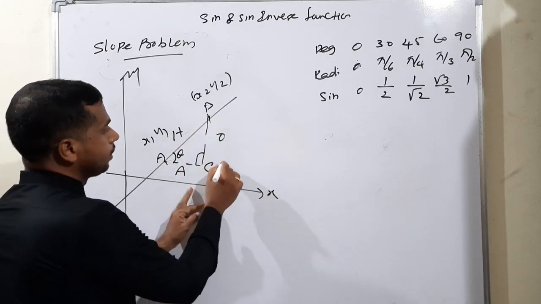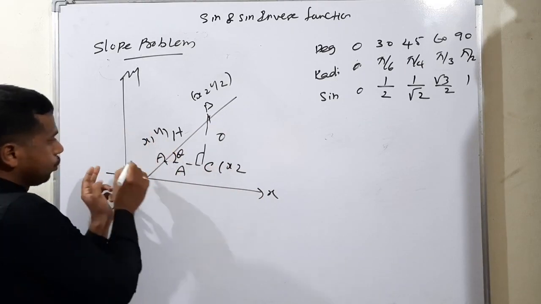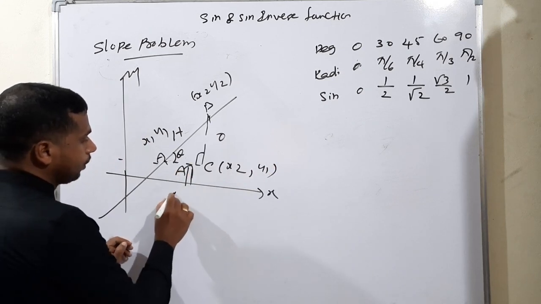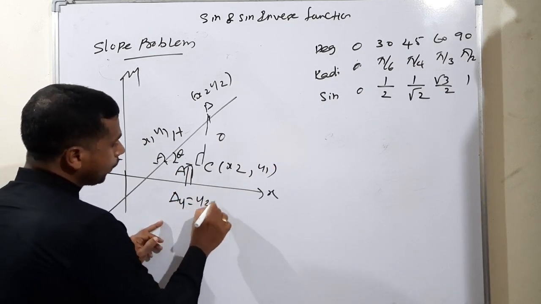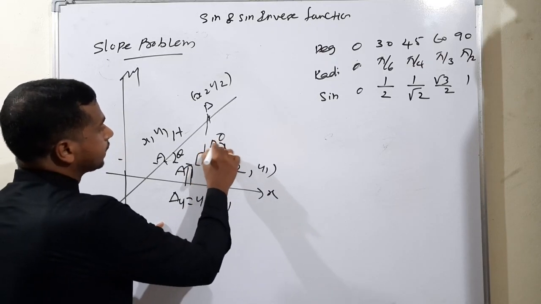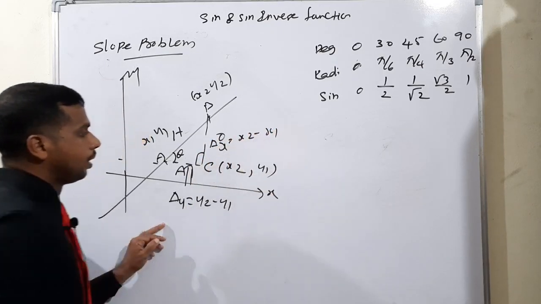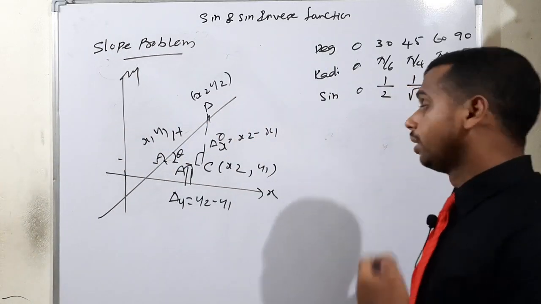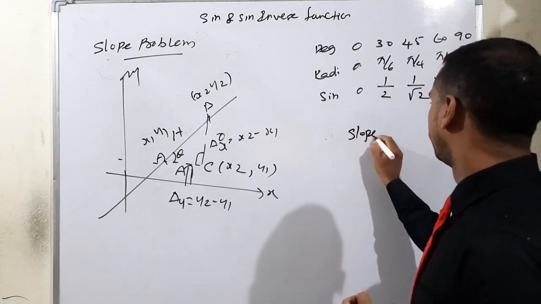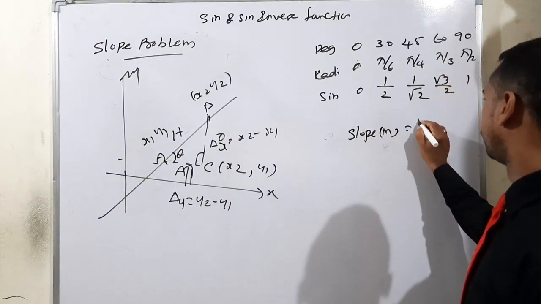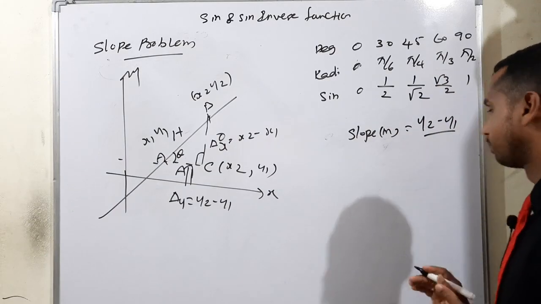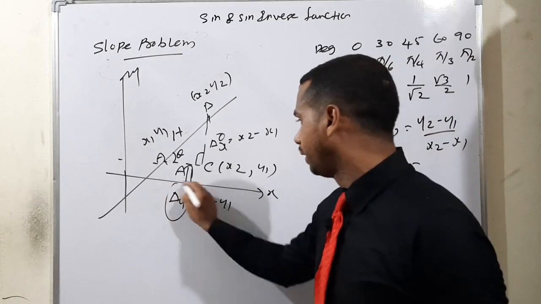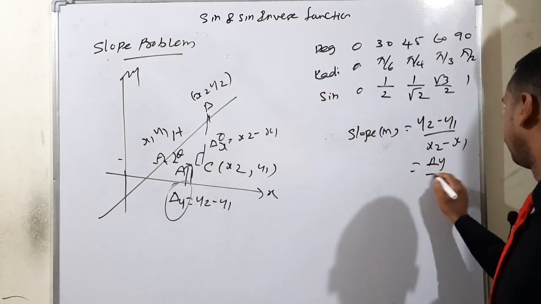On the x-axis we can write this as x2, and the point meeting the y level we can write as x2 comma y1. Therefore, the adjacent side del x is x2 minus x1, and del y is y2 minus y1. So what is the formula for the slope? Already you know, isn't it? Slope m is equal to y2 minus y1 divided by x2 minus x1. What is the meaning of that? Del y divided by del x.